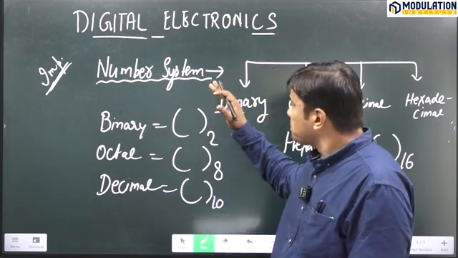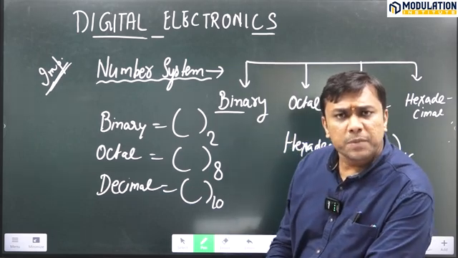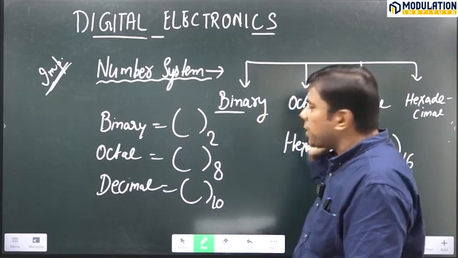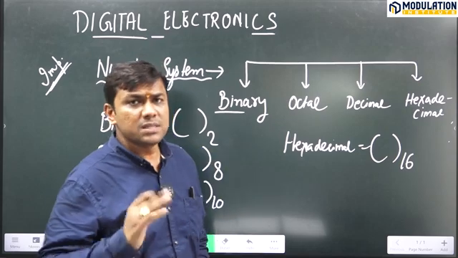What is number system? It is simply a system to represent or express the numbers. There are 4 types of number system: binary number system, octal number system, decimal number system, and hexadecimal number system.